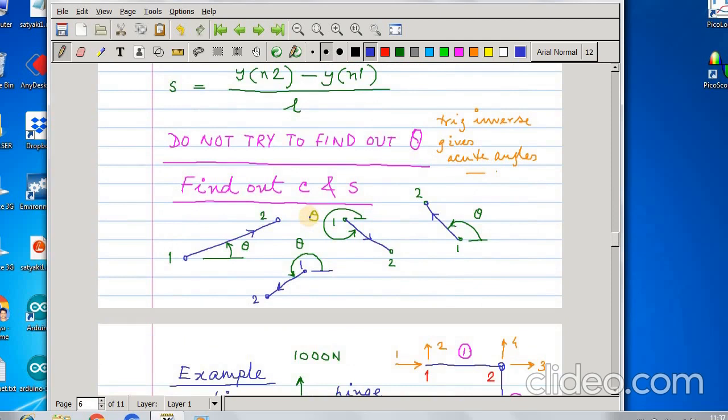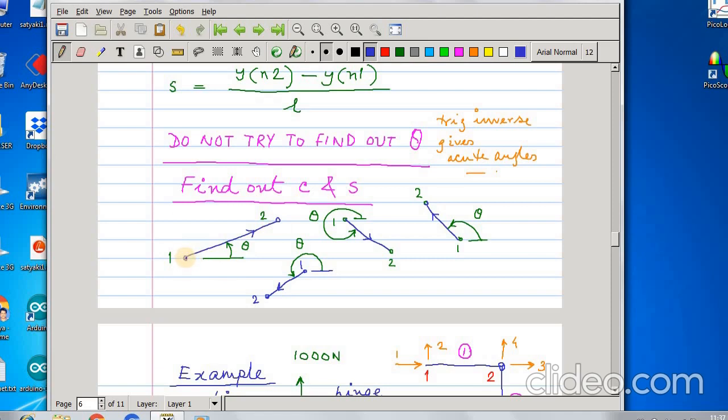Because if you want to find theta and use inverse functions like cos inverse, sine inverse, tan inverse, then the trigonometric inverse always gives the acute angle. So when the angle is obtuse, it's difficult, because it will always give you the acute angle, and you can invite mistakes. You can make mistakes.